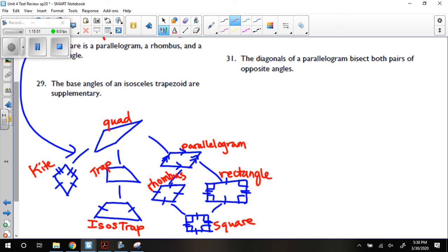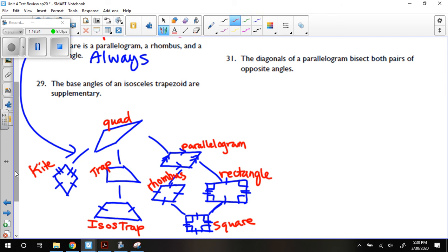And we talked briefly about how you can move backwards through this chart, like start at the end, for instance, if I'm sitting on square, and I can say a square is a rhombus, it is also a rectangle, and it's also a parallelogram. So the answer for this second one is going to be always. A square is a parallelogram, it's also a rhombus, and it's a rectangle.